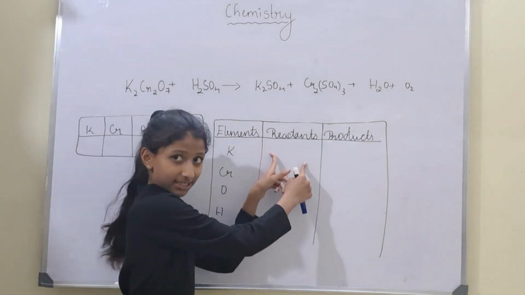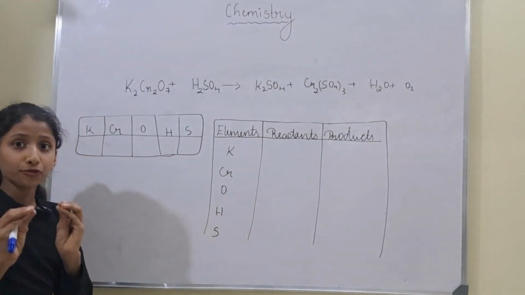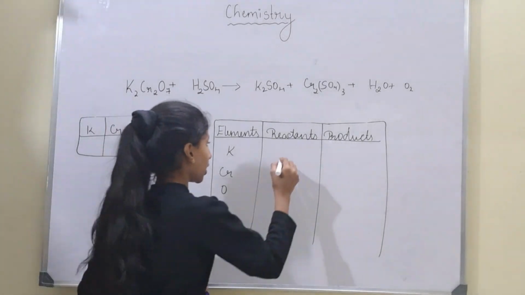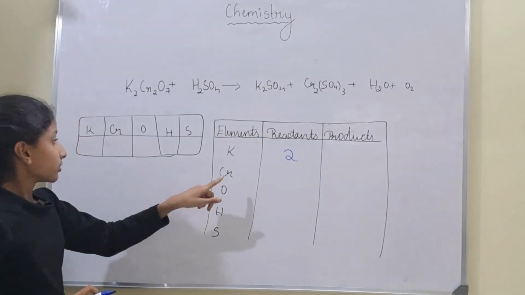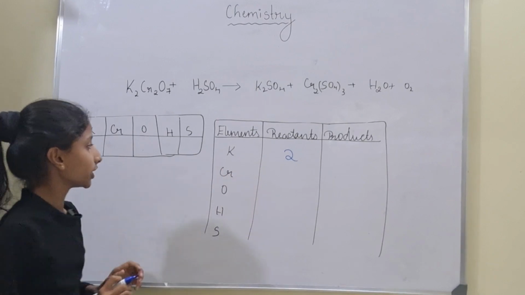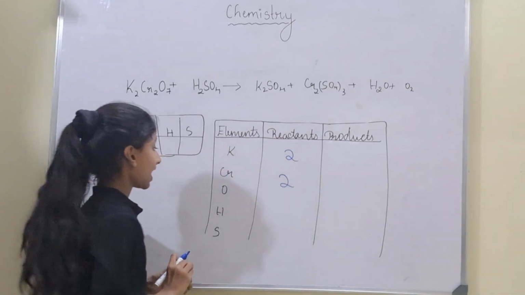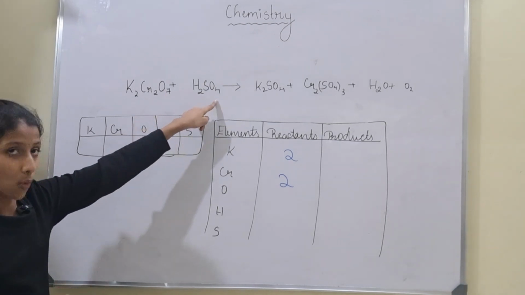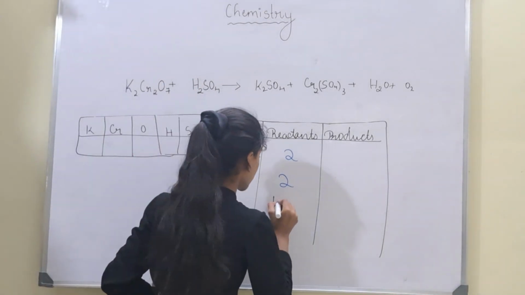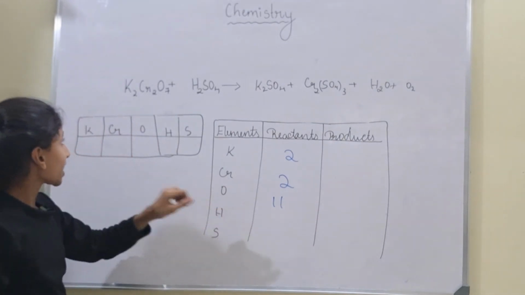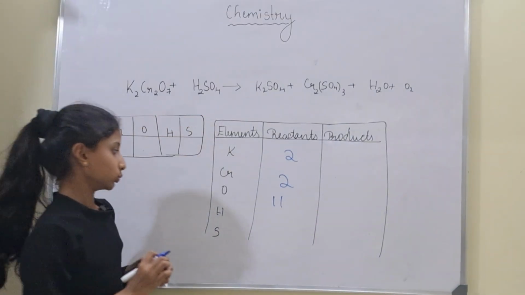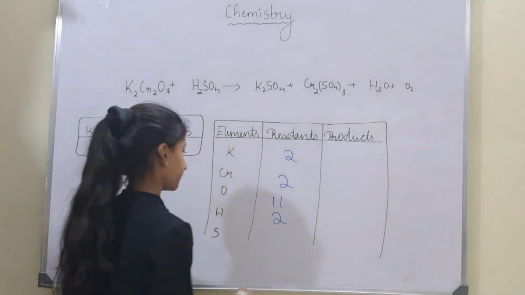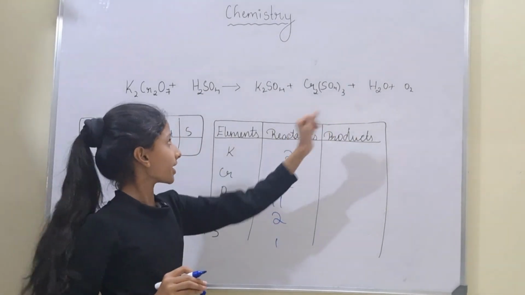In the reactant side, the number of atoms present for potassium, for chromium, it's 2. And as for oxygen, it's 7 plus 4. 7 plus 4 gives us 11. And as for hydrogen, 2. For sulfur, 1.